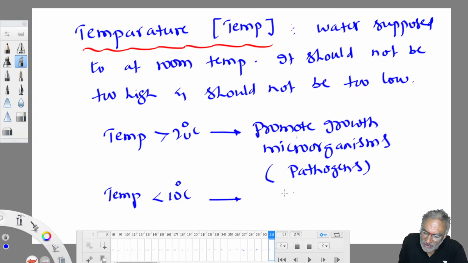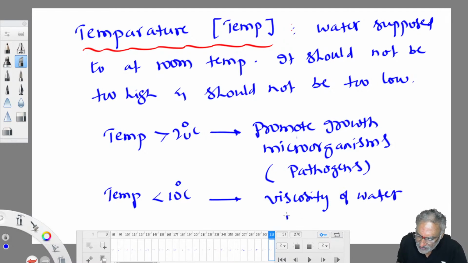If it is less than 10 degrees Celsius, then what happens? Viscosity of water increases. Then it is difficult to drive water in a pipeline. Viscosity increases, so we need to put more effort to drive water in pipes. So cost of supply increases. Therefore, temperature should not be too high, and it should not be too low.